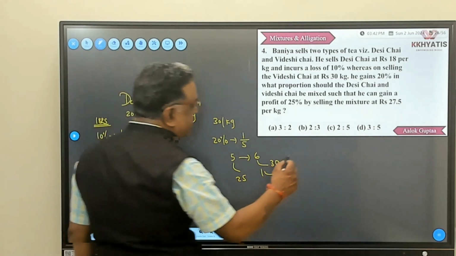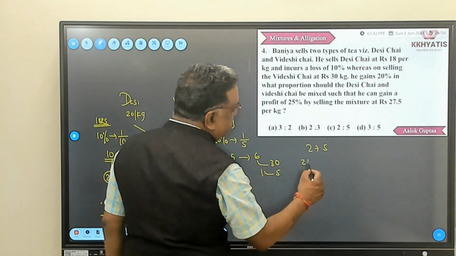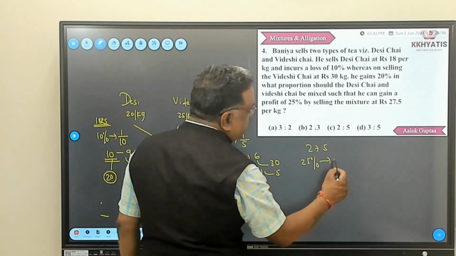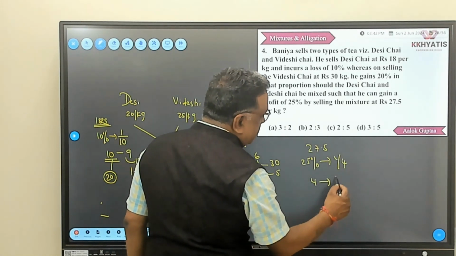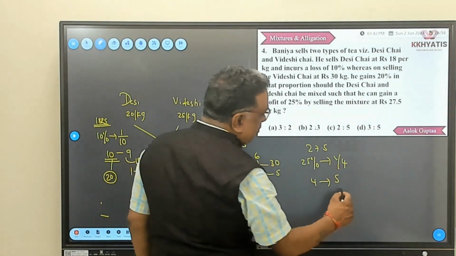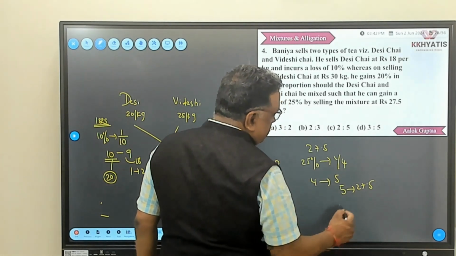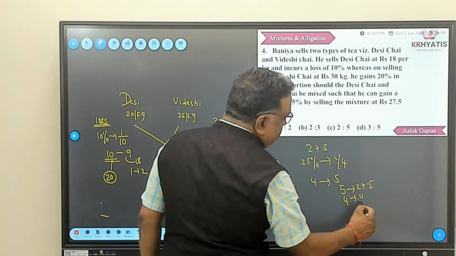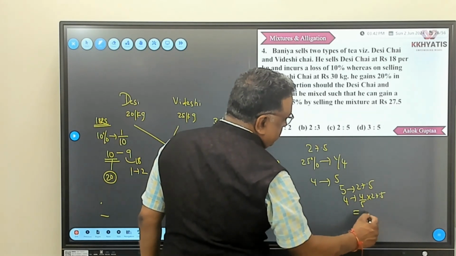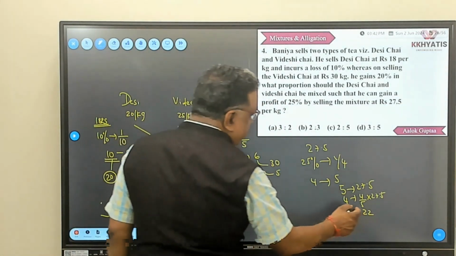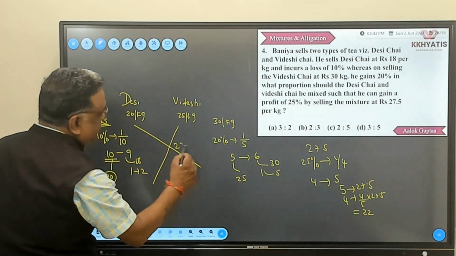तो मिक्सचर का क्या प्राइस है? 27.5. बट प्रॉफिट कितना है? 25%. 25% in fraction is 1/4. It's a profit. मतलब कॉस्ट अगर 4 होगा तो 5 में बेचा होगा. What is the value of 5? 27.5. So what will be value of 4? 4/5 into 27.5, which is equals to 22. Correct? 5 is 5. 22. So ये mixture का price 22 है.